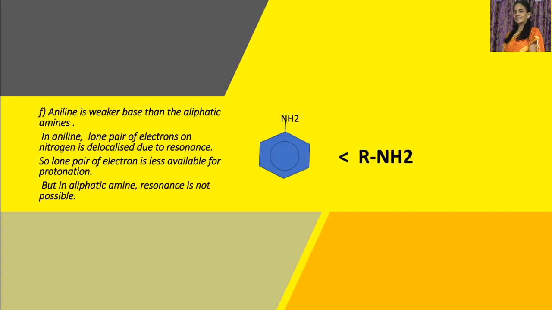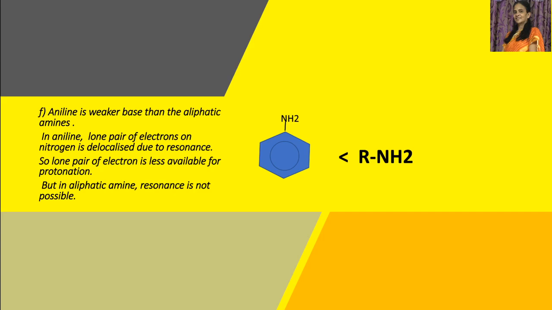In aniline, lone pair of electrons on nitrogen is delocalized due to resonance. The lone pair on nitrogen is delocalized because of the three double bonds present in the benzene ring. So due to resonance, these lone pairs of electrons are delocalized into the ring. Because of that reason, the lone pair is not exactly available on nitrogen. Thus, its basic nature is less when compared to RNH2.